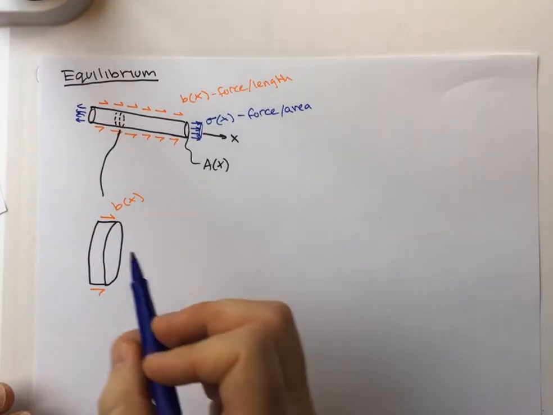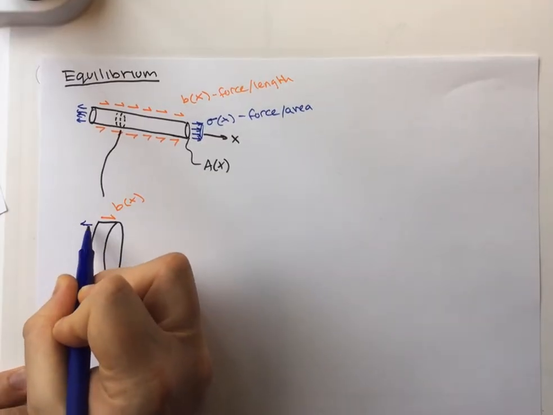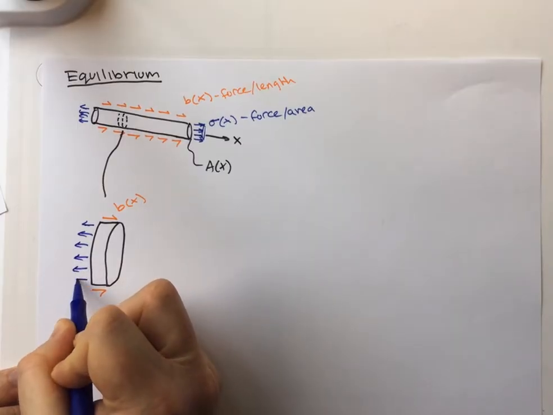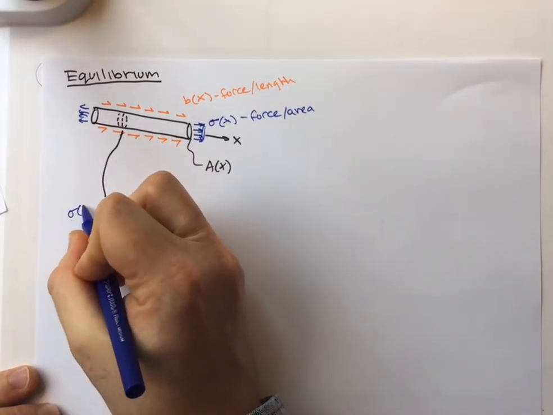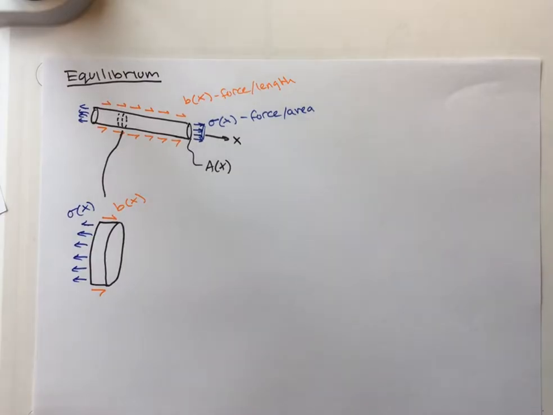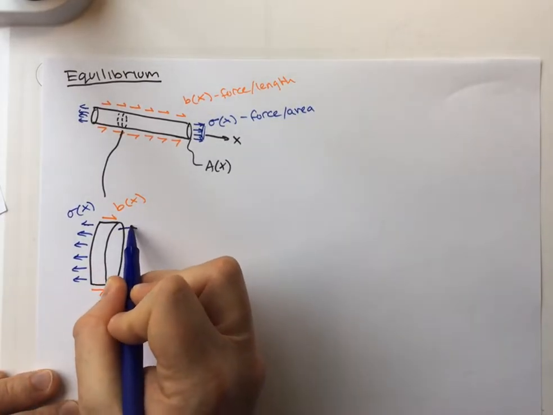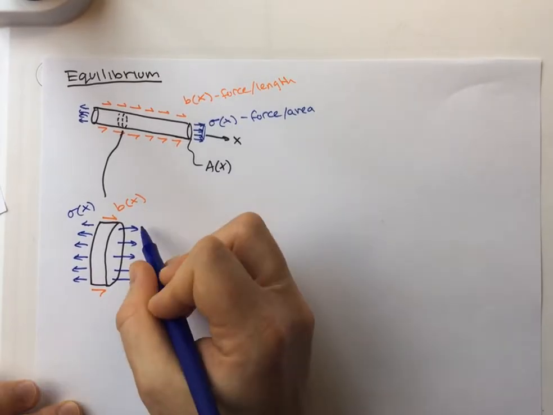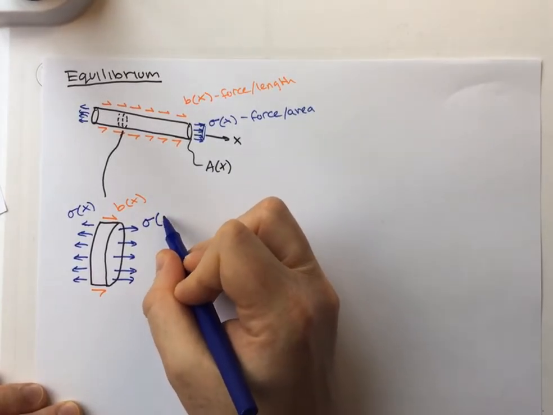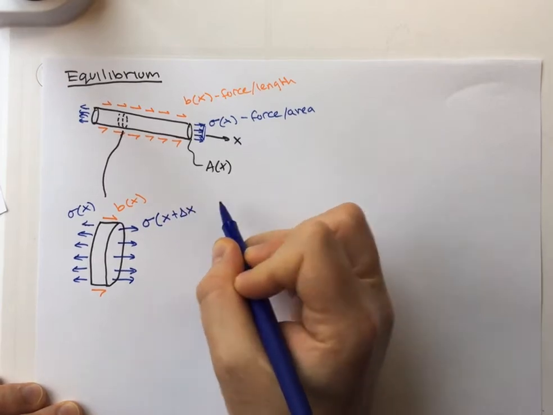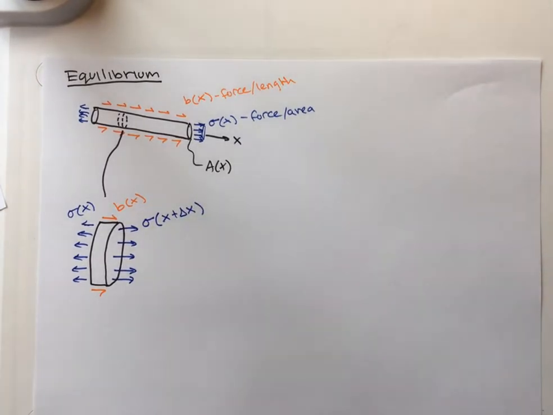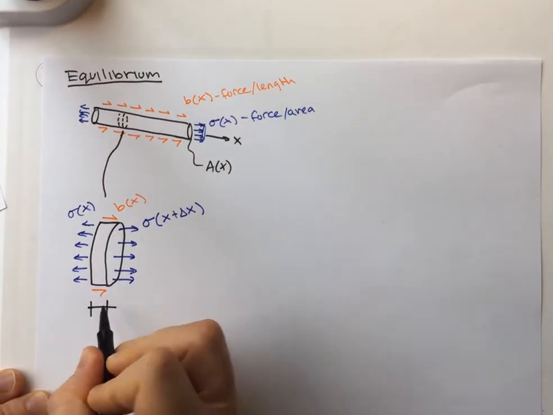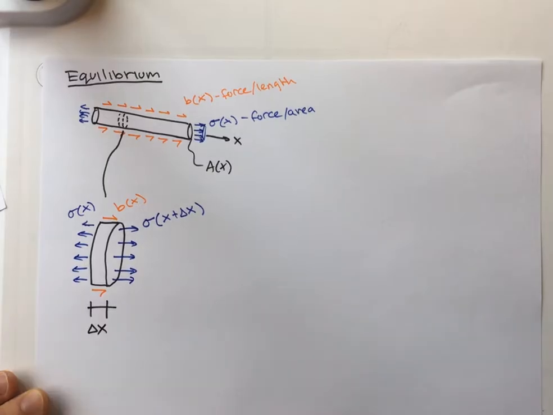We're going to have some stress here on the back end. And we're going to call that sigma of x. So the stress at x. On the other side, this front side, we're going to have a stress as well. And we're going to call that sigma of x plus some delta x. And what that means is I'm really indicating that the width of this slice that we've cut out is going to be delta x long.